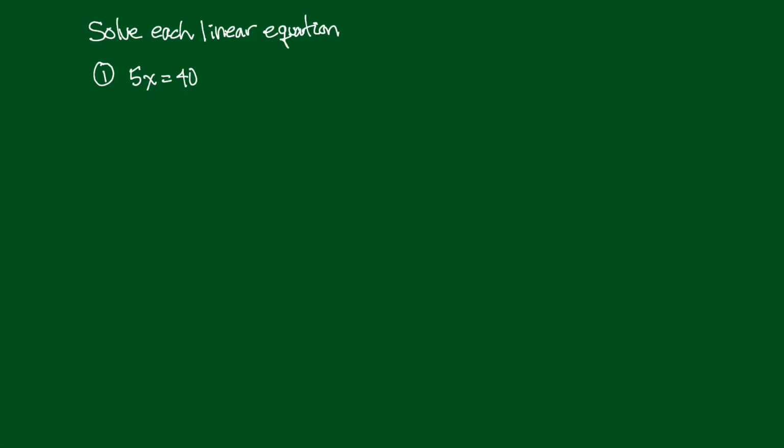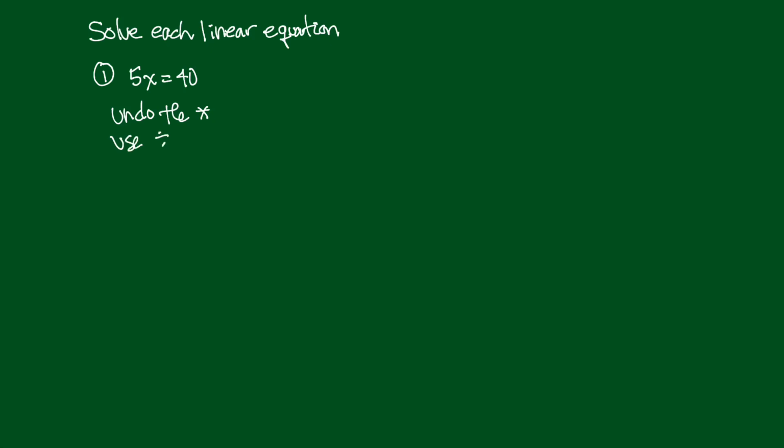Let's solve this linear equation. Now it's linear because this exponent on the x is a 1, so it's linear. Now what I'm trying to do is isolate the x. Right now I've got 5 times x. So what I want to do is, at least this is what I'm thinking, undo the multiplication. So how do you undo a multiplication?